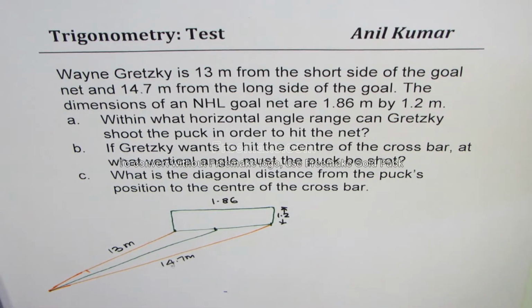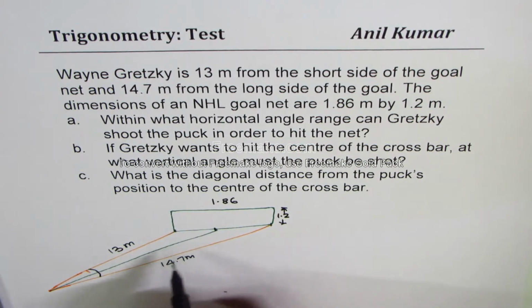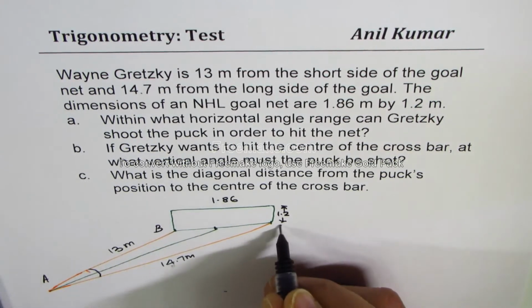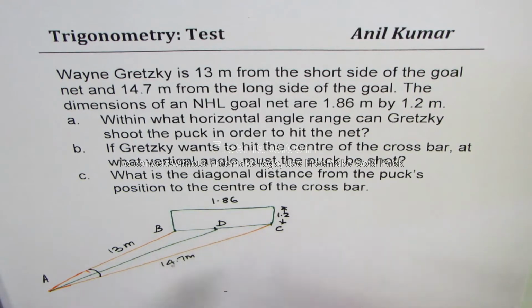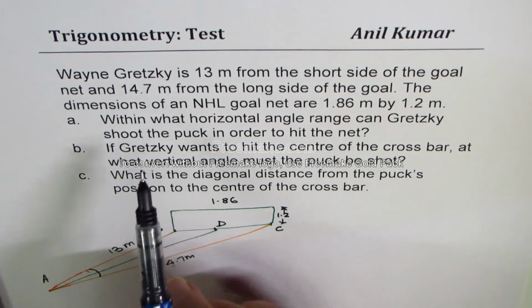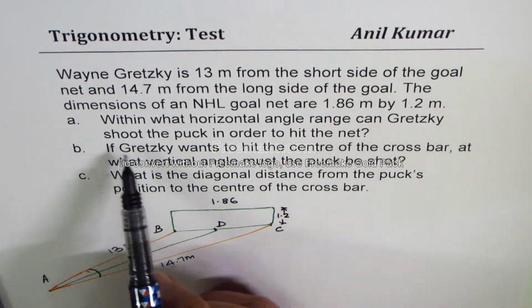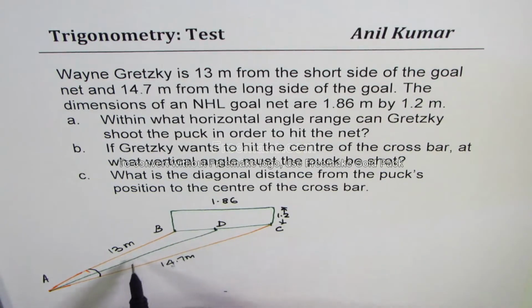What are we trying to figure out here? We want to find this angle. So that is the position. Let us label these points. Let's say this is A for us, B, C, and let this be the center D for the time being. So part 1 is, within what horizontal angle range can Gretzky shoot the puck in order to hit the net? So that's the net, and horizontal angle really means the angle A.